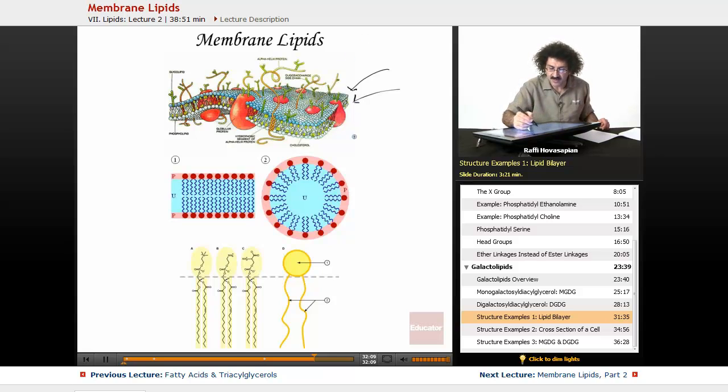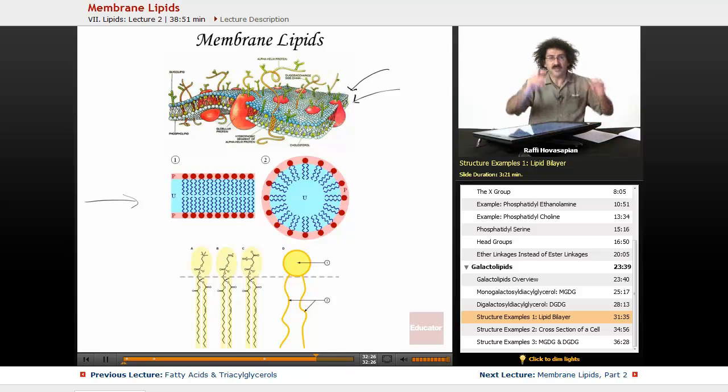So we have outside of the cell, we have inside of the cell. We would call this the outer leaflet and we would call this the inner leaflet. And you can see these little blue things. This is our head group. And you can see the tails a little bit. So when we magnify this, now we're going to come over to this level.